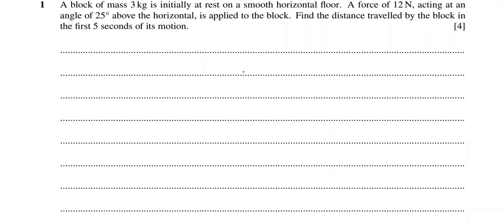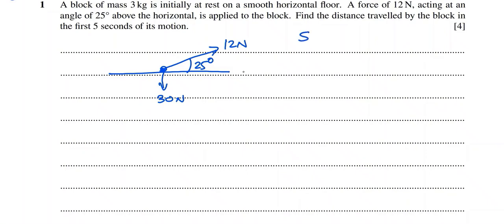Question 1. A block of mass 3 kg is initially at rest on a smooth horizontal floor. So that's the mass, 3 kg, so its weight will be 30 newtons. A force of 12 newtons acts at an angle of 25 degrees above horizontal. Find the distance traveled by the block in the first 5 seconds.